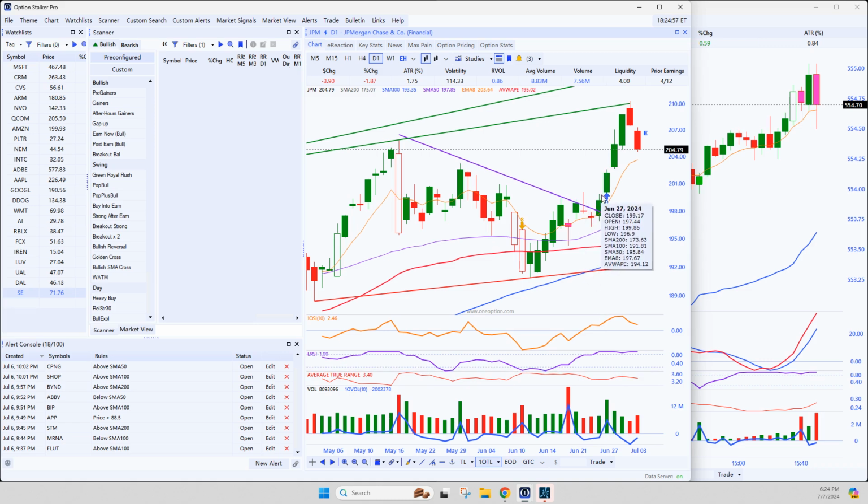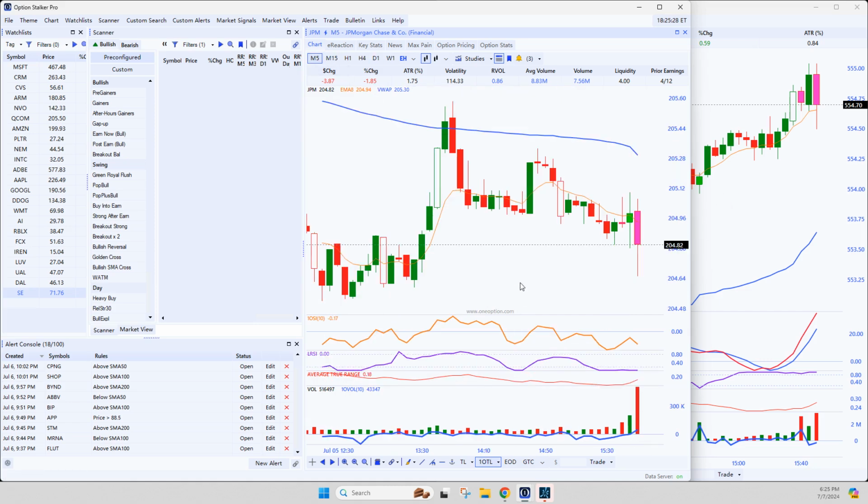So I thought it was a good place to enter into the JPM trade, just because this breakthrough wasn't a fake breakout, because it showed some strength. So I thought it was a pretty high probability trade to enter in. So I will show you the chart on June 28th, on the M5 basis.